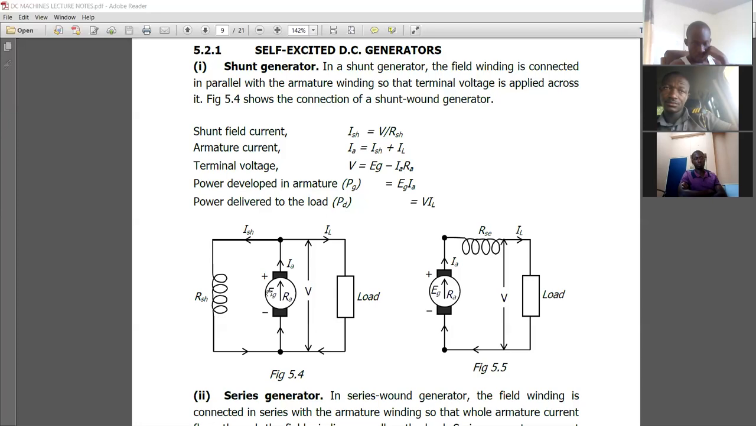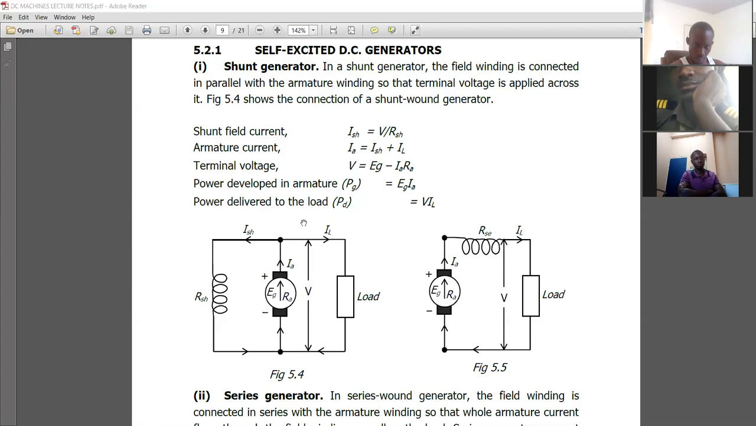Now, EG is the EMF generated in the armature. And then, also, because the armature has windings, you also have some resistance, RA. So RA is the armature resistance. You see that in the figure. Then IL is the load current, the current that flows through the load. So that is what is happening.